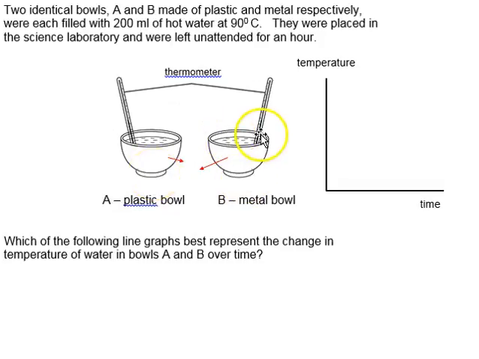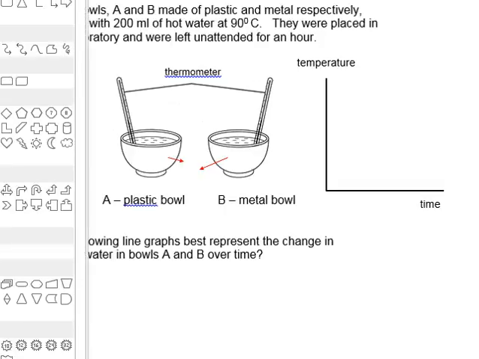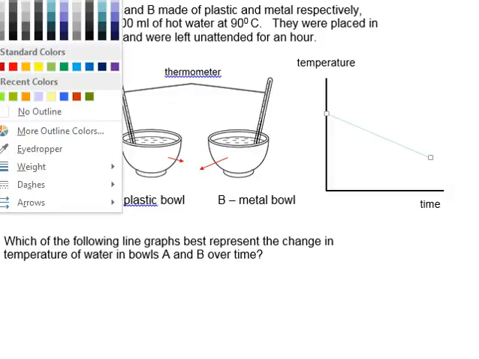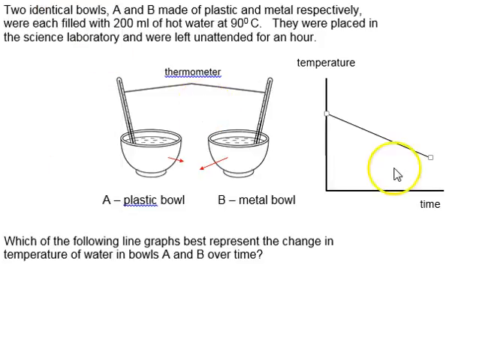Now, if the metal bowl is a good conductor of heat, then let's say this is 90 degrees. As more and more heat escapes the bowl, you will see the temperature decreasing, okay? Because it starts at 90, it will go down all the way to room temperature. And this can be represented by a line like this.